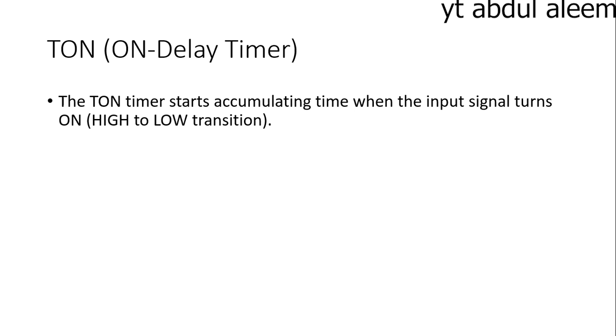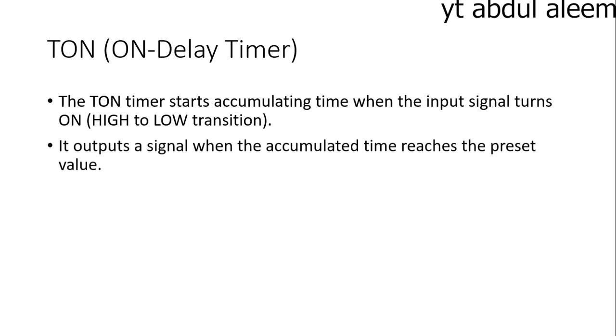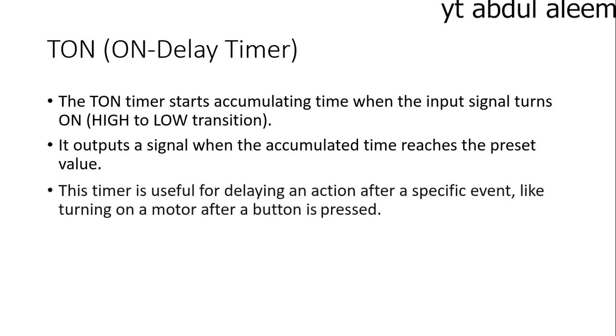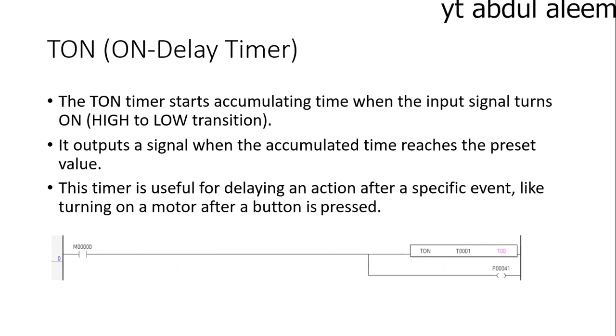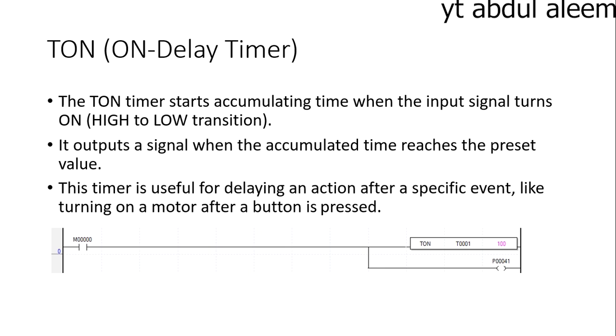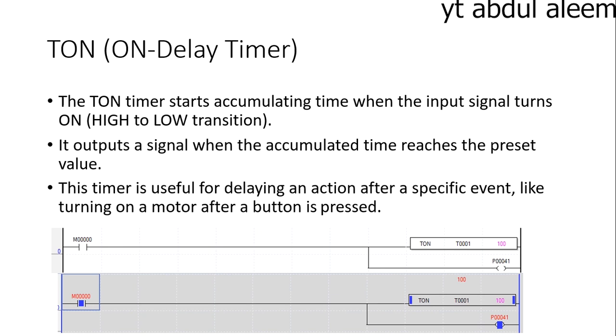TON, on-delay timer. The TON timer starts accumulating time when the input signal turns on, high to low transition. It outputs a signal when the accumulated time reaches the preset value. This timer is useful for delaying an action after a specific event, like turning on a motor after a button is pressed. You can check off condition ladder logic example in this picture. You can check on condition ladder logic example in this picture.